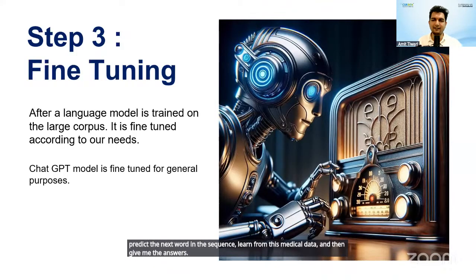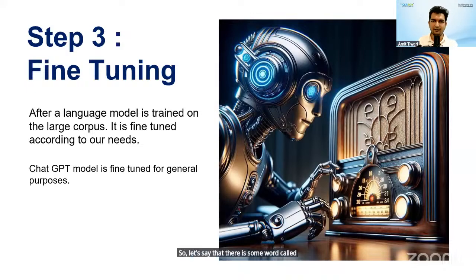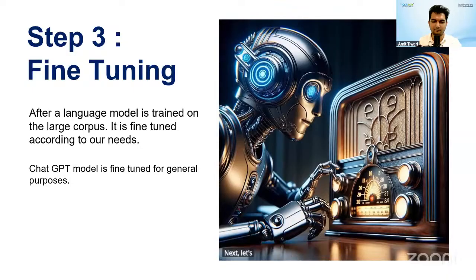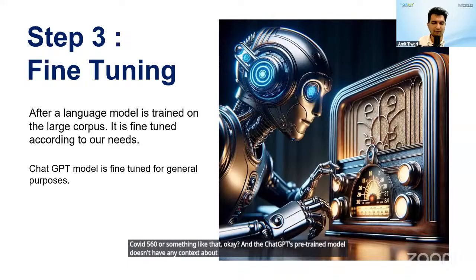So let's say there is some word called COVID. Let's not take COVID, which is very popular. Let's say some other disease comes next, let's say it's COVID 560 or something like that. And ChatGPT's pre-trained model doesn't have any context about COVID 560 or the variant of COVID.